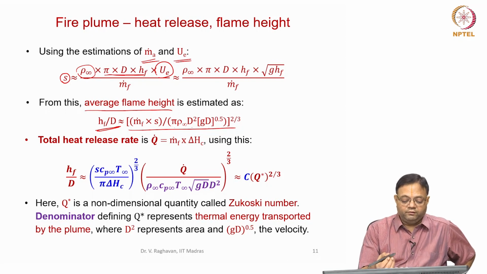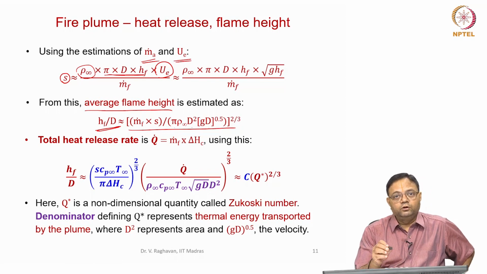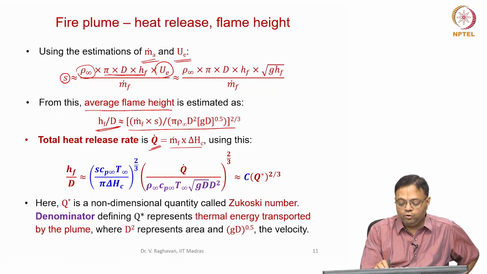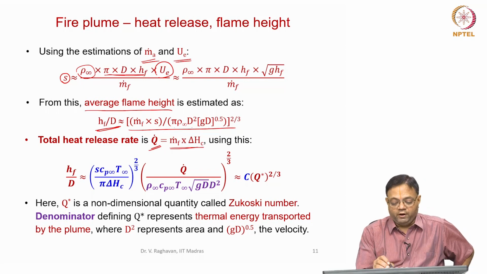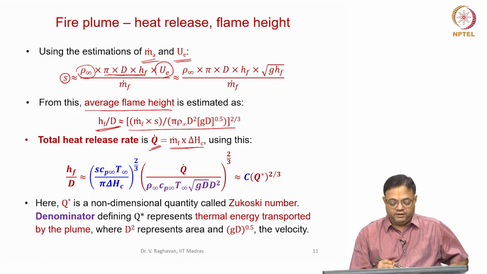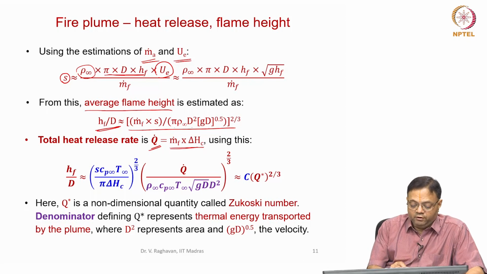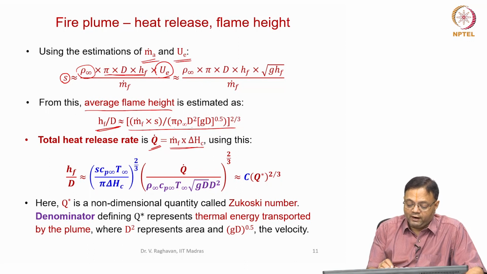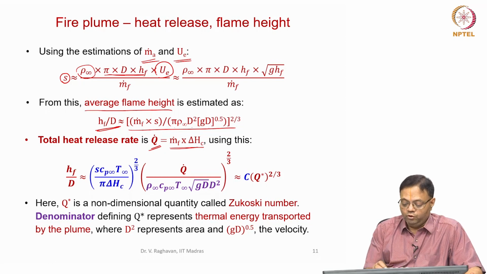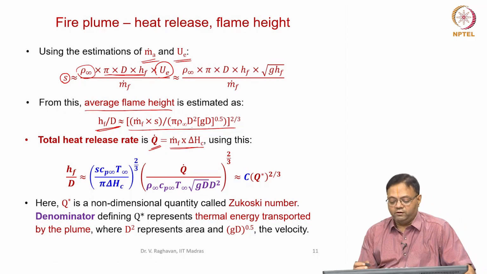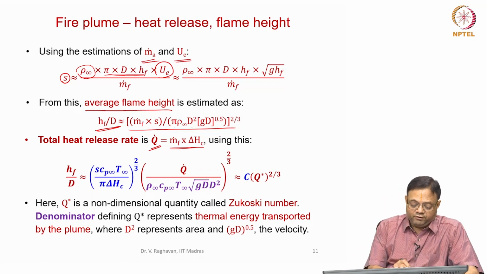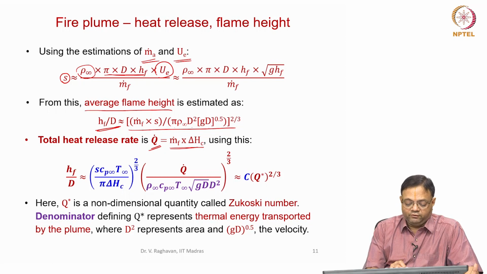mass burning rate. Now let us correlate this using the heat release rate Q dot, which is equal to the product of M dot F into the heat of combustion delta Hc. Please understand, I am just substituting, and now I can write M dot F equal to Q dot divided by delta Hc. Instead of M dot, I am introducing Q dot because Q dot is easy to measure. So now what I get is HF by D equal to some S value which is known, a fuel property you can say.